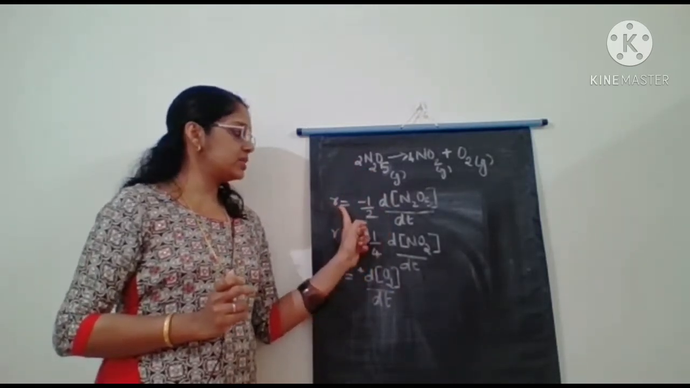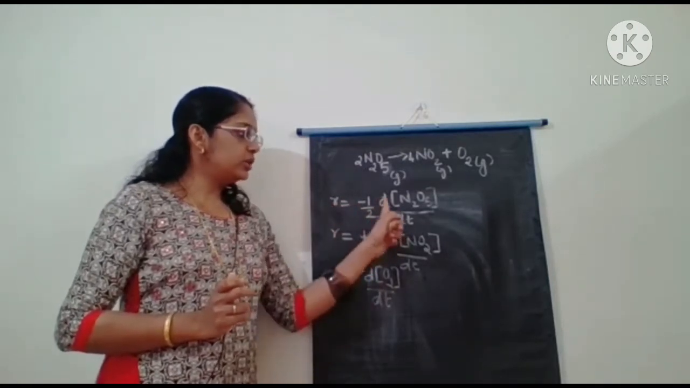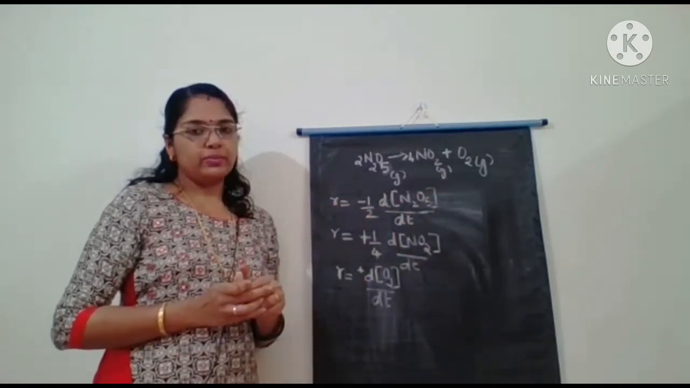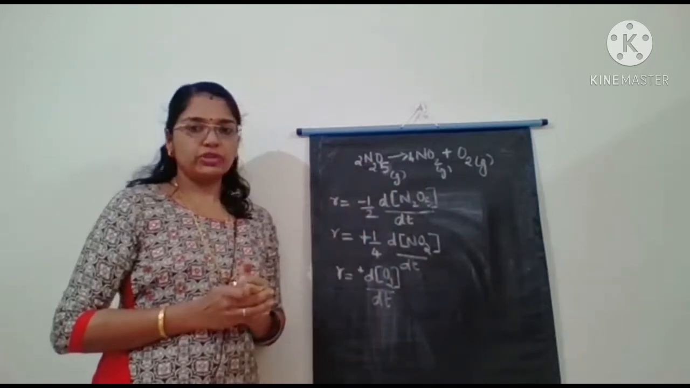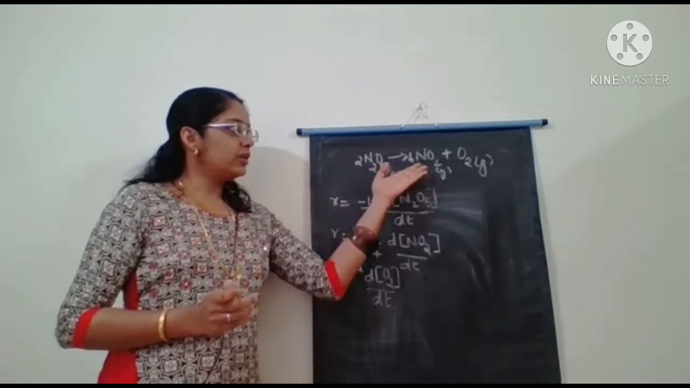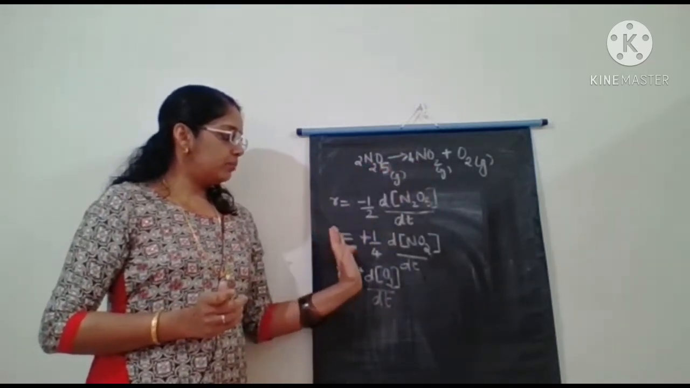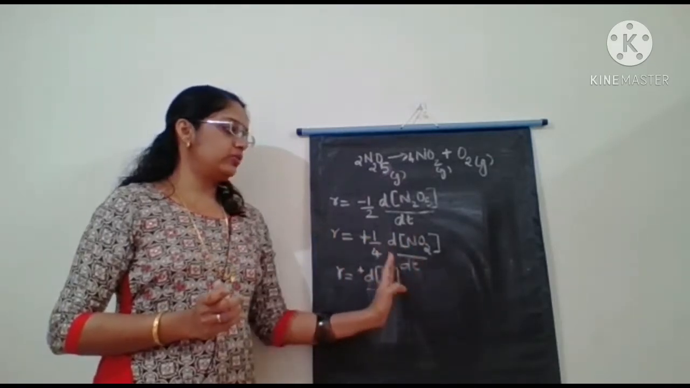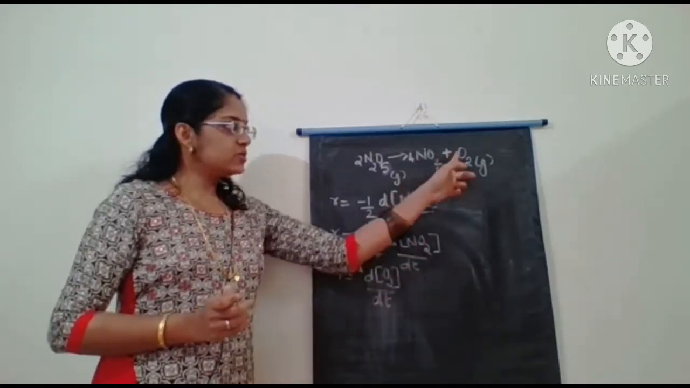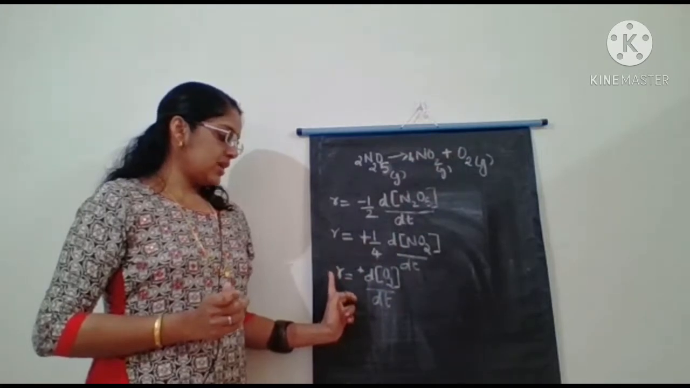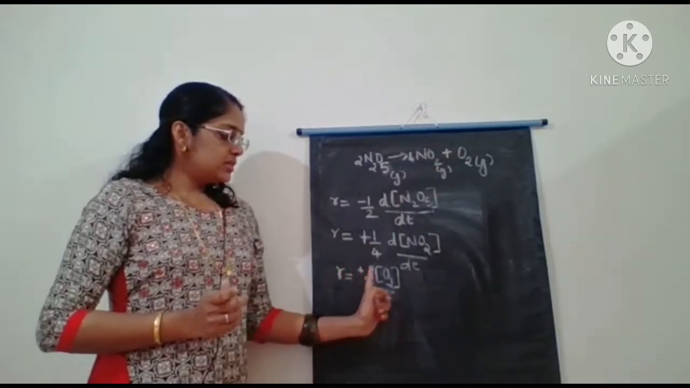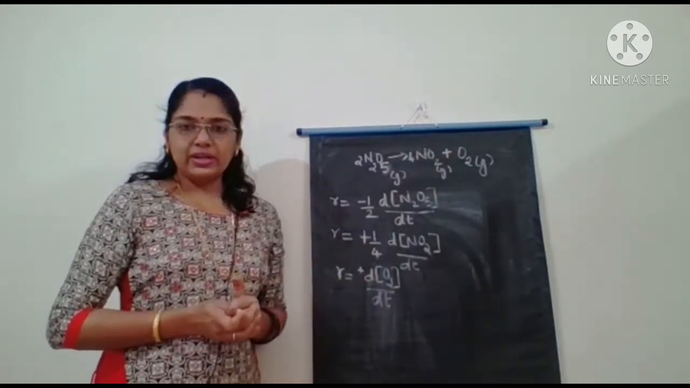So rate can be expressed as minus 1 by 2 d concentration of N2O5 divided by dt in terms of concentration of reactant. Again, in terms of product, we can express the rate as plus 1 by 4 dNO2 divided by dt. Again, in terms of oxygen concentration, we can express the rate as equal to plus d concentration of O2 divided by dt.